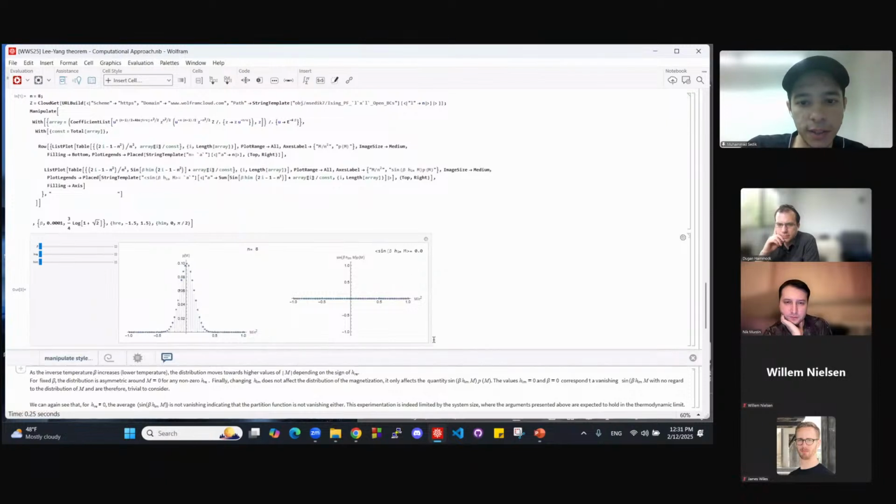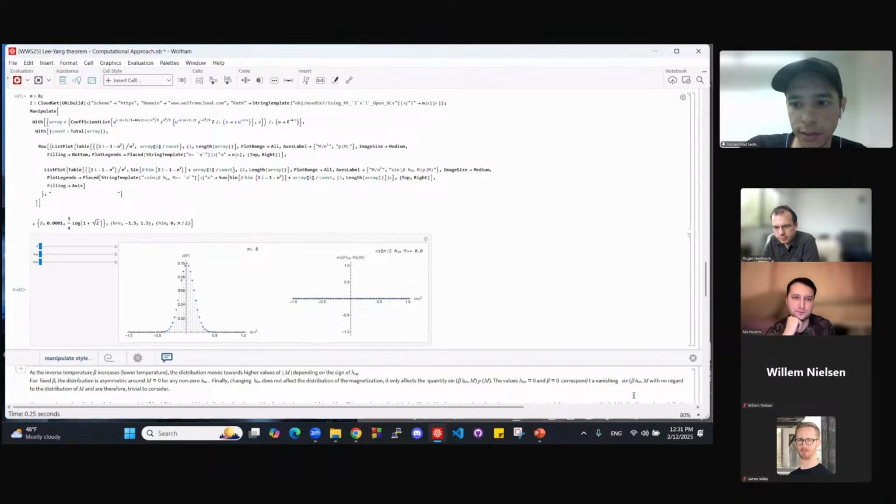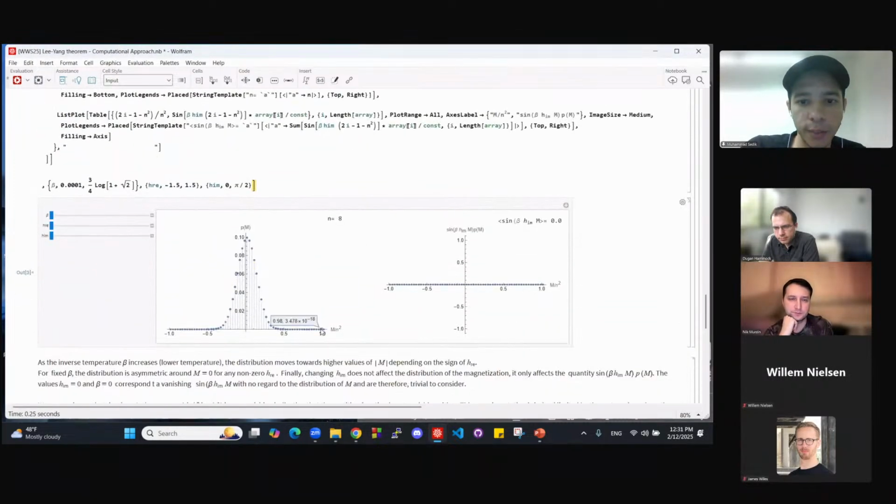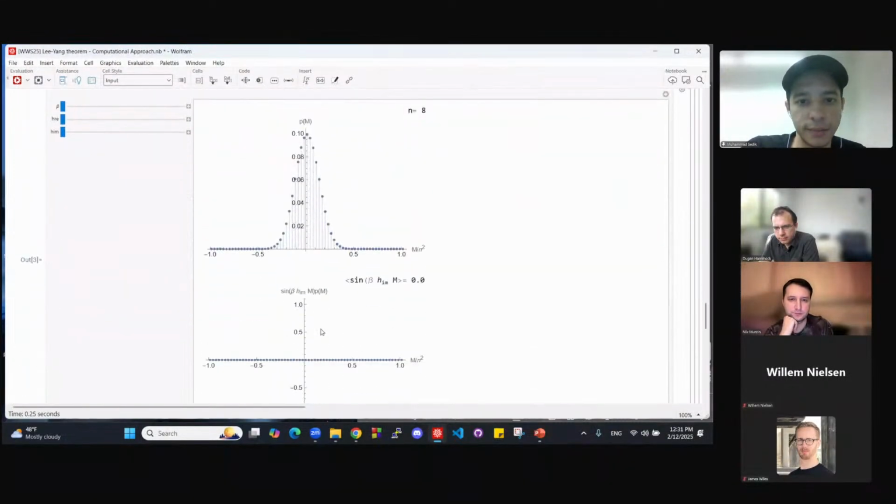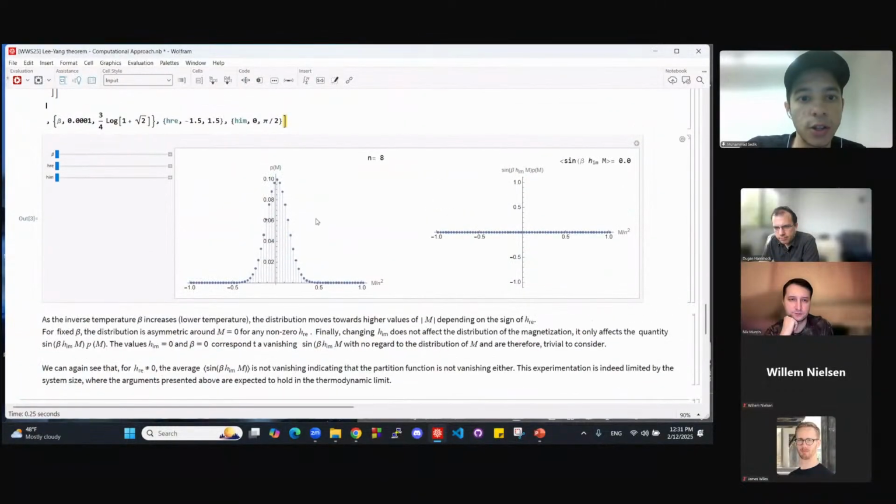Yeah, so this is basically what I'm plotting here. What I'm plotting here is the distribution of m, probability of m as a function of m. M is normalized to be from -1 to 1, divided by the number of sites we have. And this is the quantity that we were talking about, for each of those.